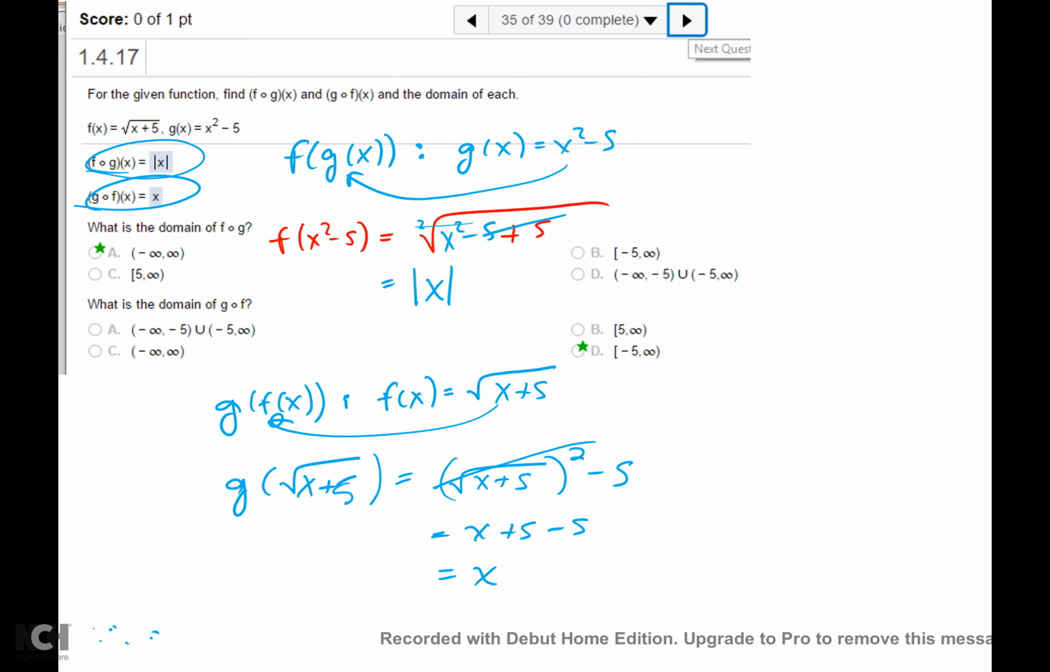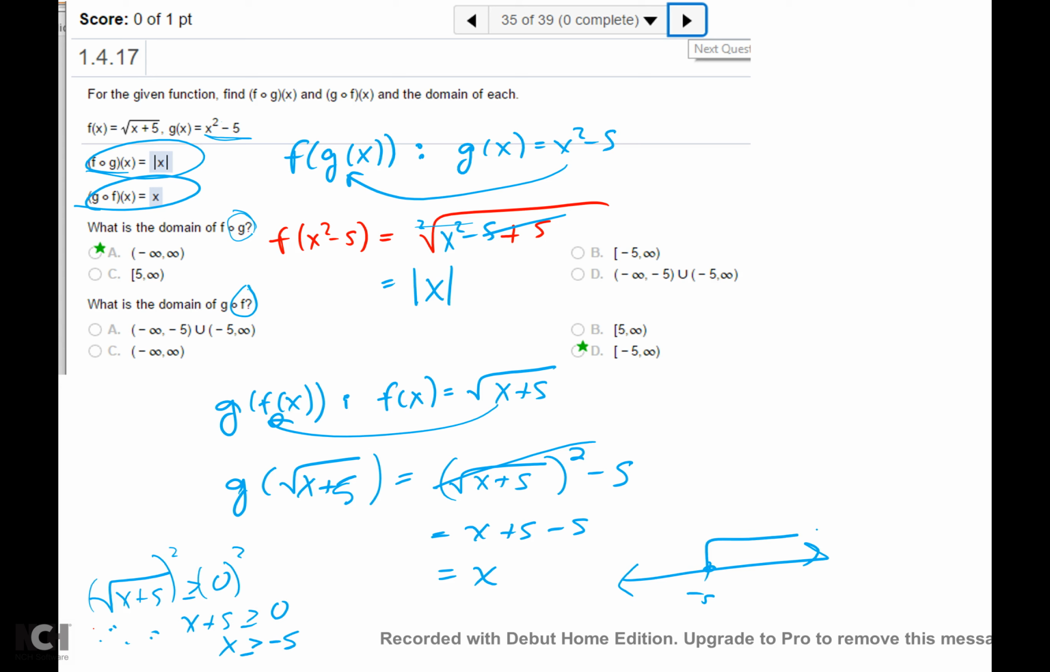And the domain of f of g is negative infinity to infinity. Because you have to find the domain of g, which is nothing. Anyway, the domain of g of f, if I take the domain of f, which says Mr. Radical, you must always stay positive, square root of x plus 5 greater than or equal to 0, so x has to stay greater than or equal to negative 5. And if I do that, my domain starts at negative 5 and goes to infinity.